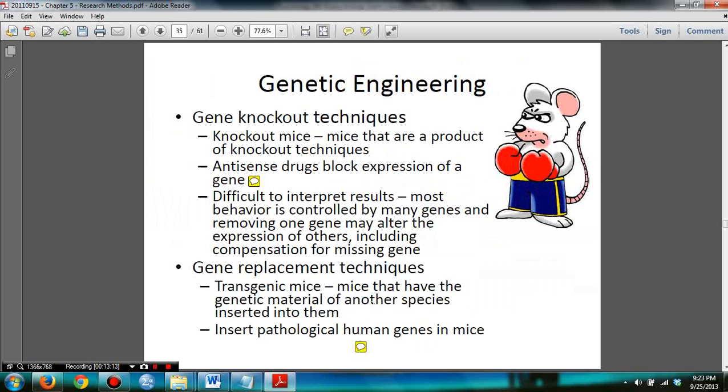Now we're going into genetic engineering. So you need to know the gene knockout techniques and the gene replacement techniques. You need this for an exam.